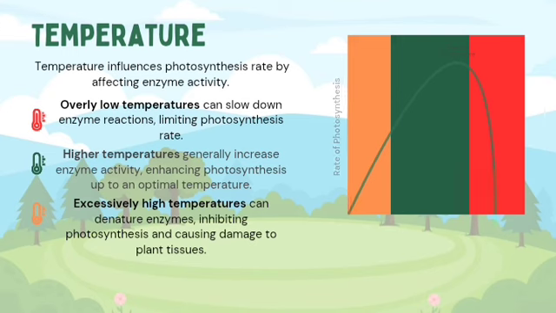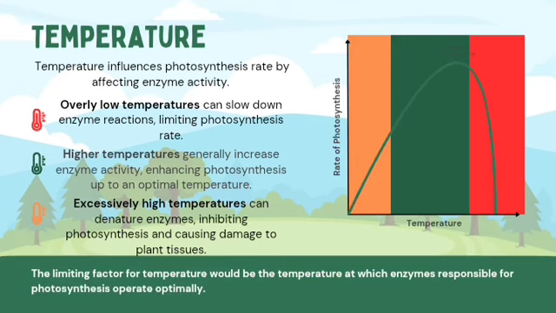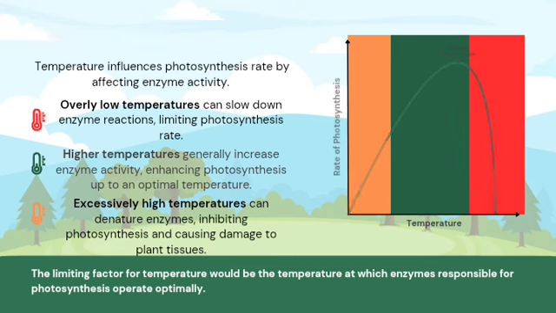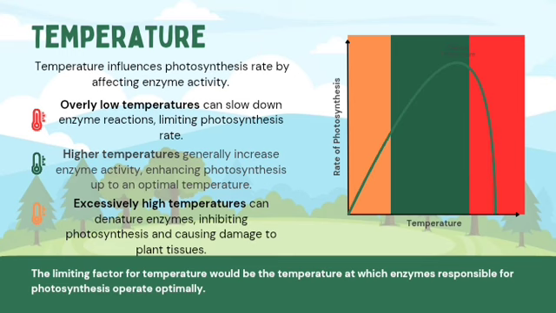Temperature. Temperature influences photosynthesis rate by affecting enzyme activity. Overly low temperatures can slow down enzyme reactions, limiting photosynthesis rate. Higher temperatures generally increase enzyme activity, enhancing photosynthesis up to an optimal temperature. Excessively high temperatures can denature enzymes, inhibiting photosynthesis and causing damage to plant tissues. The limiting factor for temperature would be the temperature at which enzymes responsible for photosynthesis operate optimally.